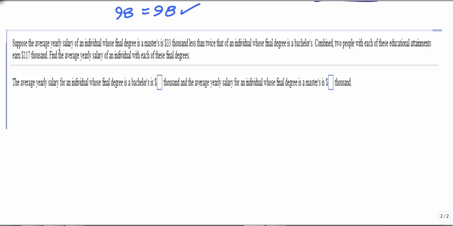So it says, suppose the average yearly salary of an individual whose final degree is a master's degree, so we have this nice little variable m we could use here for master's degree, is $33,000 less than twice that of an individual whose final degree is a bachelor's degree. Okay, so I can use B for bachelor's. It says combined, so this tells me that we're going to use addition here. Two people with each of these educational attainments earn $117,000. So if I take the master's person plus the bachelor's person, their average salary is $117,000.